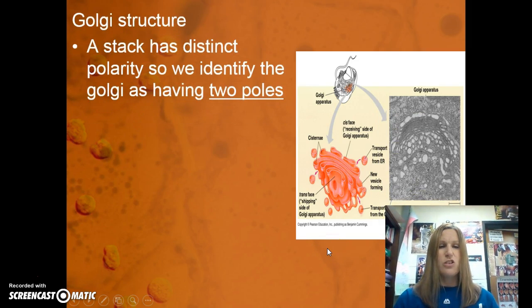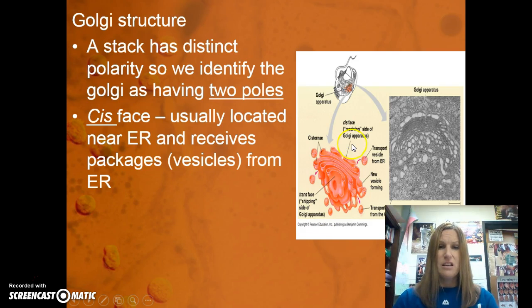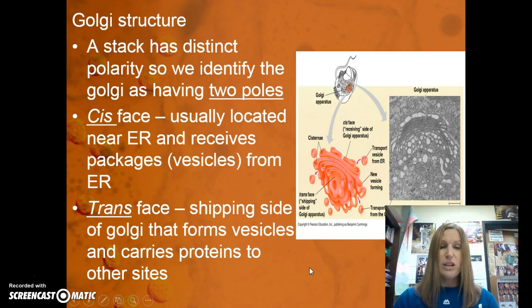So let's look at its structure. Now this stack has distinct polarity, so we see a difference between the two sides, and so we identify the Golgi as having two poles. The cis face is what we refer to as a receiving side. This receives packages or vesicles from the ER. And the trans face is what we refer to as the shipping side of the Golgi, right here. And it forms vesicles and carries proteins to other sites.